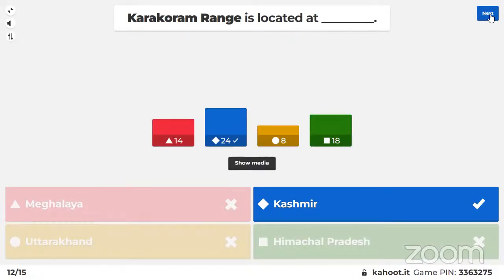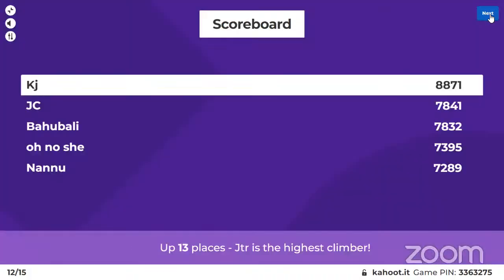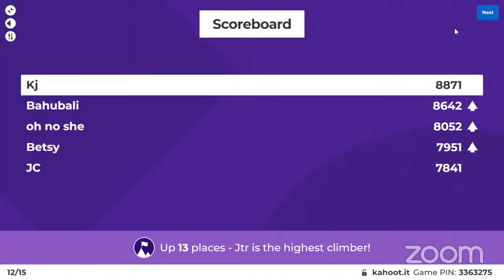Okay, time's up. The correct answer was Kashmir. 24 among you answered it correctly. The question was: where is the Karakoram range located? The correct answer was Kashmir. Let's see the scoreboard after the 12th question. Yes, there is a change in the table, and there are some new additions on the table as well. Again, KJ still stands in the first position with 8,871 points.